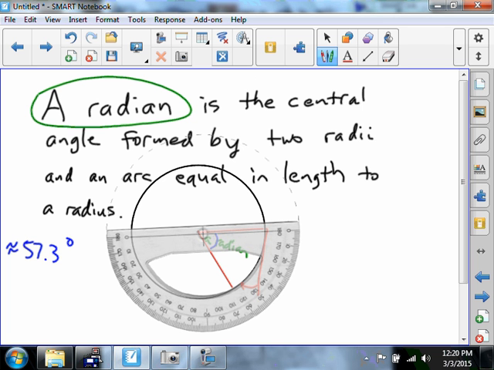There's one conversion factor that we need to know. Now, somebody could probably guess where that 57.3 comes from. It has something to do with pi. Pi is 3.14, right? It has something to do with pi.